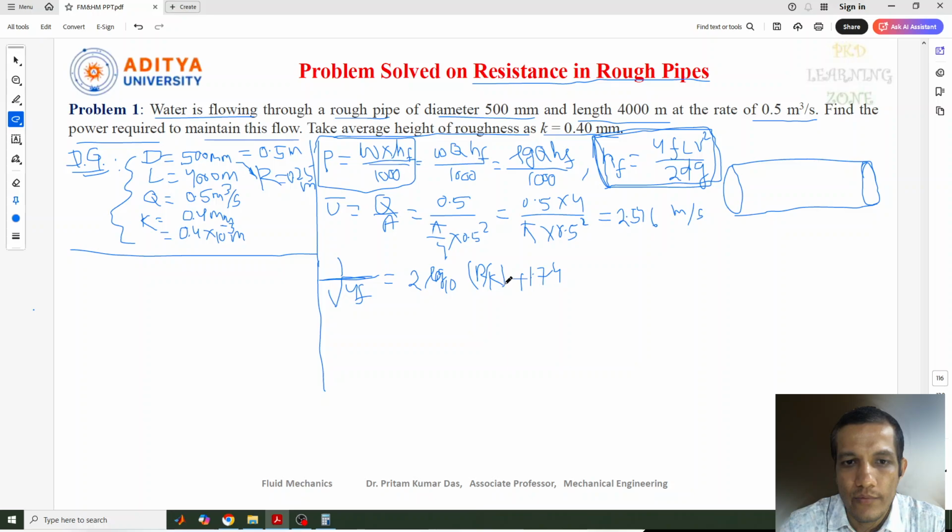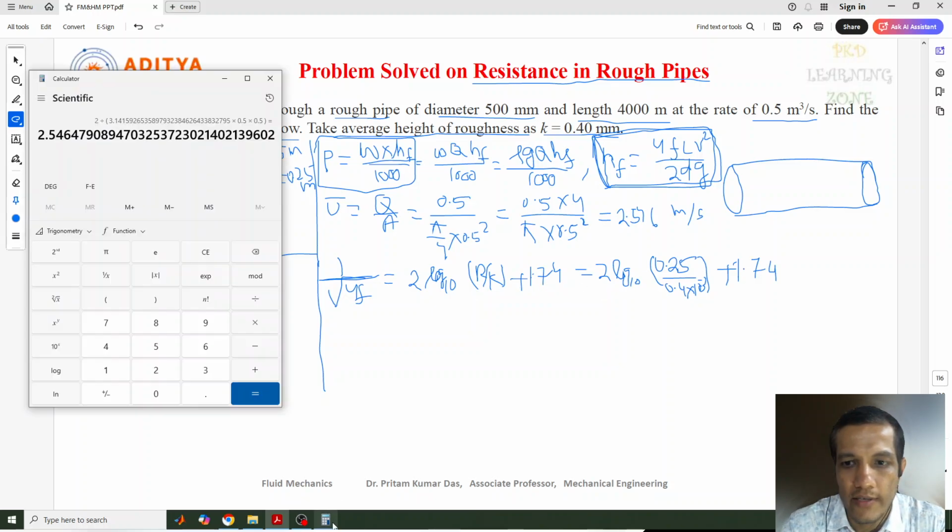Now the k value is already given, so we can write 2 log 10, and r is 0.25 divided by k, which is 0.4 into 10 to the power minus 3, r by k plus 1.74. So this is the value. We just need to solve all these things, then we can get it. So let's find this out.